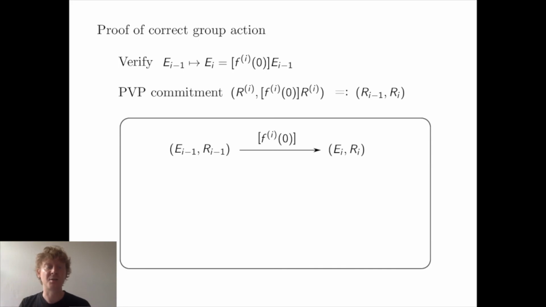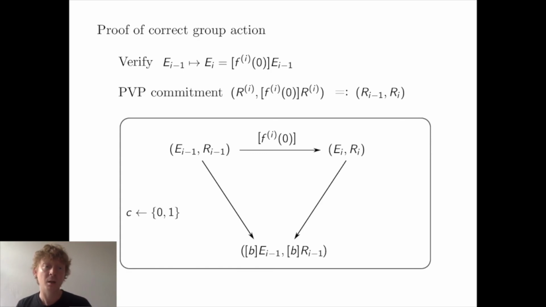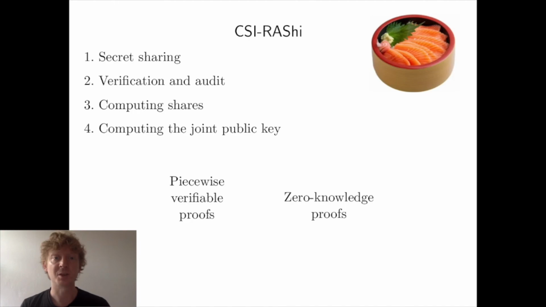So we can see this action in the diagram as component-wise. In fact, we can achieve this by a standard binary sigma protocol as follows. The prover generates a random B and computes the action of B on Ei-1 and Ri-1, then basically receives a binary challenge. If this challenge C is 0, the prover simply reveals the left path, which is given by B, and if C is 1, it reveals the right path, which is given by B minus F at 0. So basically the response is simply B minus C times F at 0. So these are all the ingredients that we need for CSI-RAShi.